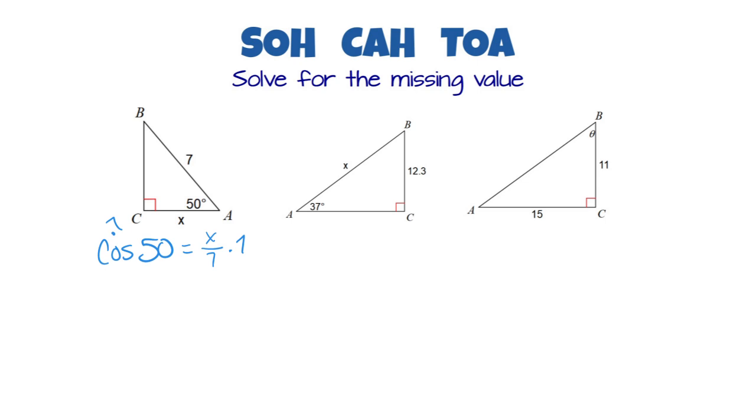But be careful when you hit your cosine 50, you have to close that parenthesis, then do times 7. And I'm getting x to be 4.5. Now, I always like to do a quick glance and make sure that it makes sense. There are some things you know about a right triangle. You know that the hypotenuse has to be the longest.